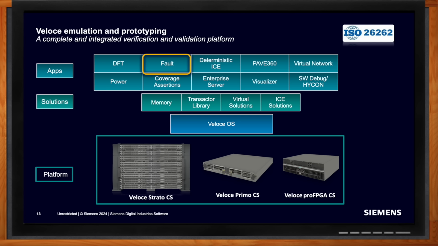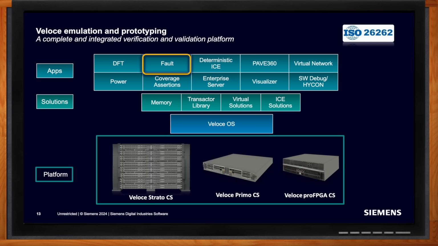So let me just really briefly, for those who aren't maybe familiar with emulation, kind of go through. This is the Veloce emulation and prototyping ecosystem, if you will. It's a hardware and software solution. On the bottom, I have the three chassis, the hardware chassis that we list. So the Veloce Strato CS, that is a traditional emulation machine. It scales in size, but it can handle anywhere from about 40 million gates to as high as 40 billion gates, depending on how many racks and stuff you put in there.